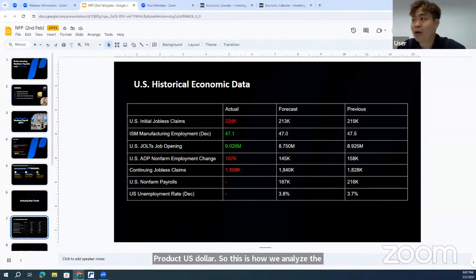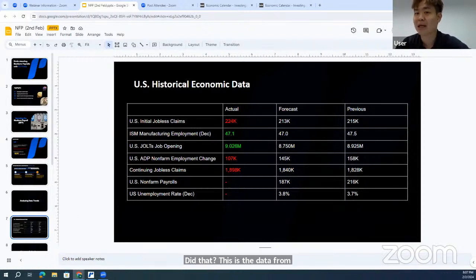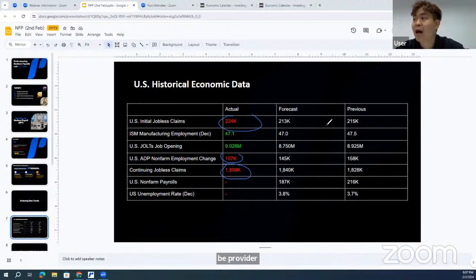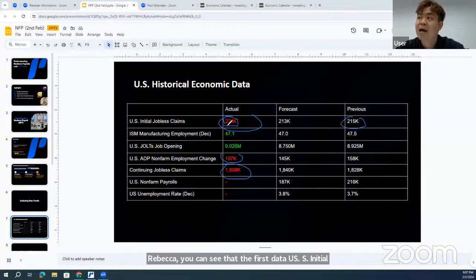As for now, if you only look at the historical data, this is the data from the US, and we are mostly focused on the US jobs data. If you focus on the US jobs data, you can notice that recently most of the economic data are supporting that there will be chances for the NFP to provide a worse than expected reading. You can see that the first data, US initial jobs claims, increased aggressively from the previous reading of 215K to 224K. For new traders, initial jobs claims you can understand as the unemployment benefits that people in the United States claim from their government.